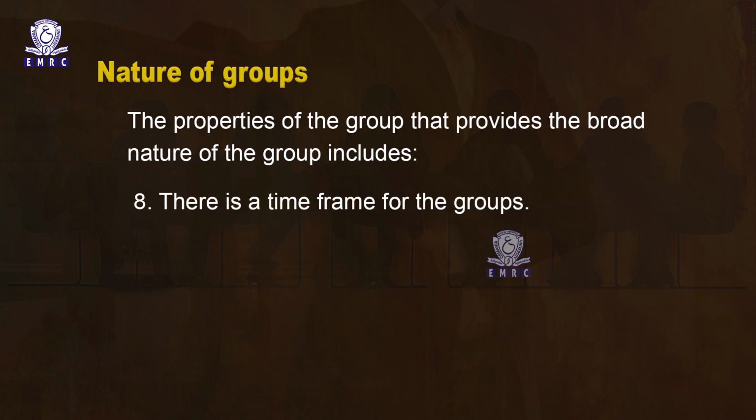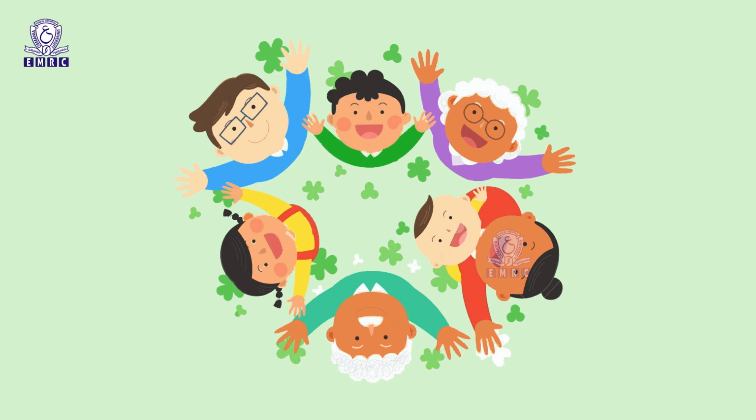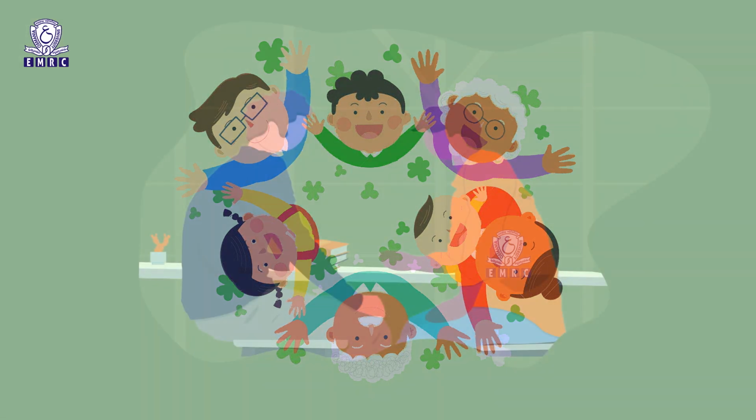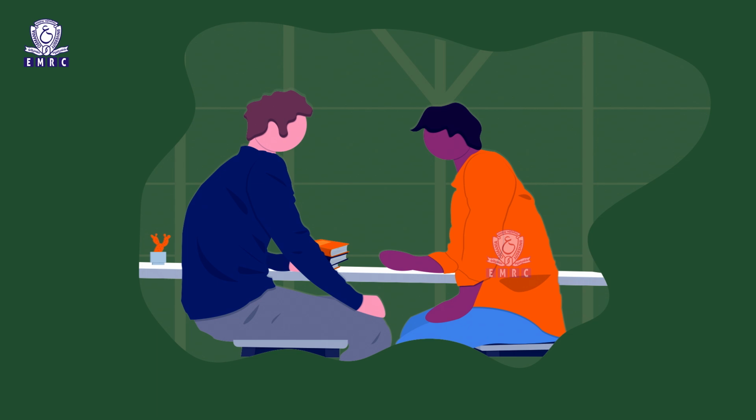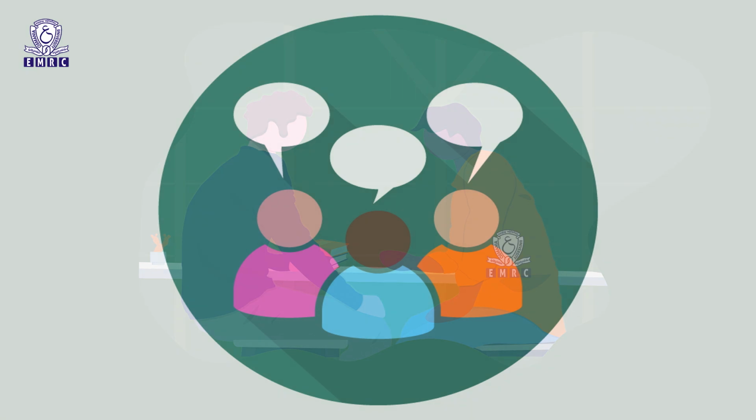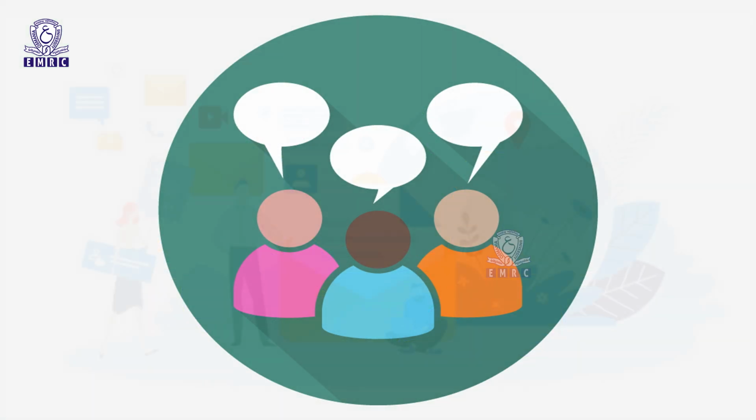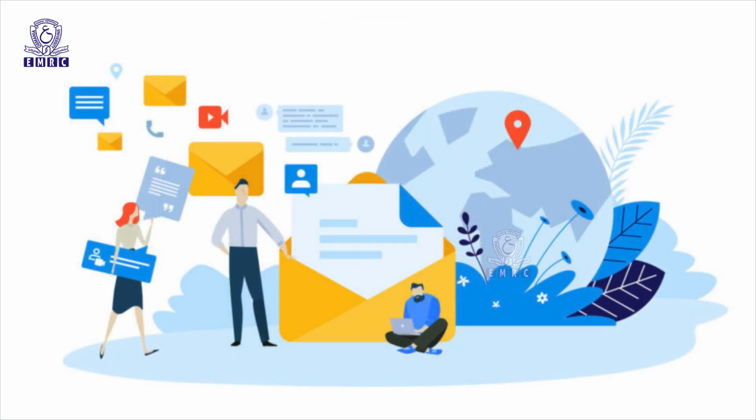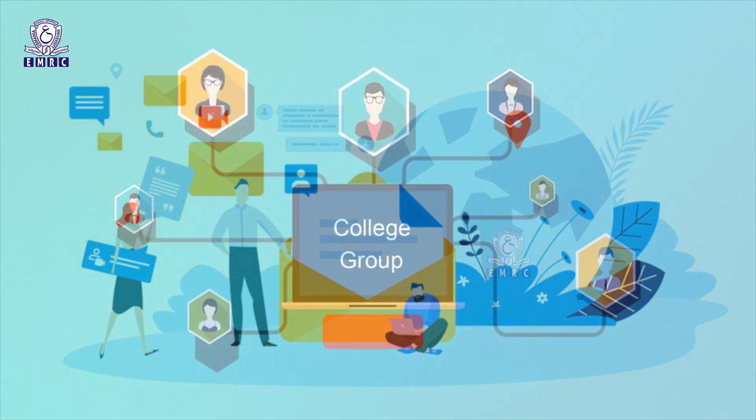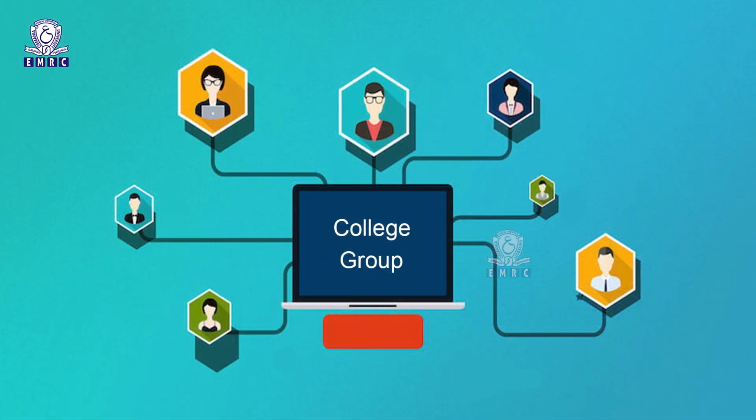There is a time frame for groups. Some groups may exist for a short period of time, for example, members of a group for a 2-day training program. Now this is a short period, whereas some other groups may exist for a longer time. For example, you will all be members of a group for the 3 years of your bachelor degree, which is a long frame of time.